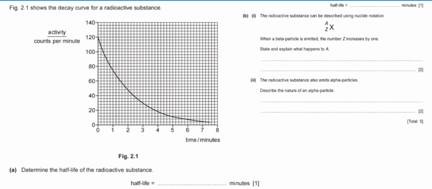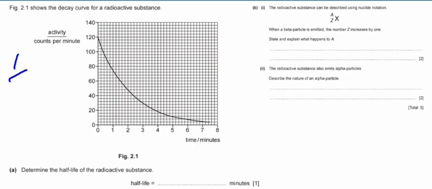The first question, question A, determine the half-life of the radioactive substance. If you can remember very well, when you talk of half-life, it is the time taken for the original mass to be halved. So if the original mass here is 120, you can just say half multiplied by 120. Then the answer is just going to be 60.